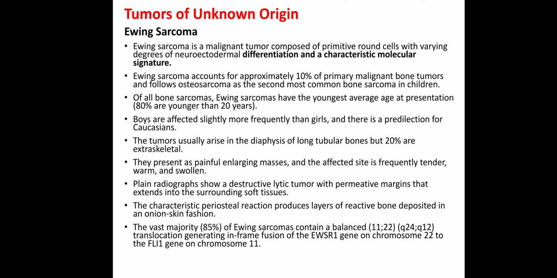Okay. The vast majority, 85% of Ewing sarcomas, contain a balanced translocation 11;22, generating an in-frame fusion of the EWSR1 gene on chromosome 22 to the FLI1 gene on chromosome 11. So the translocation is from 22 to 11.